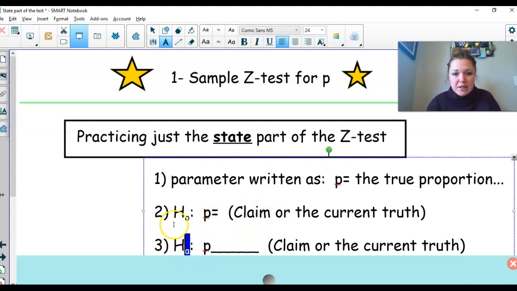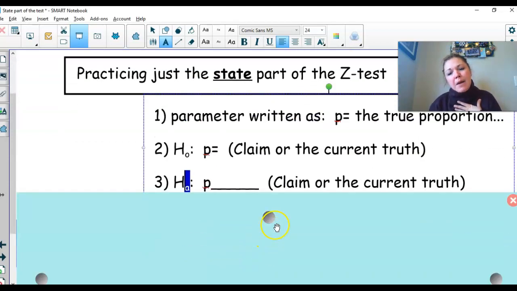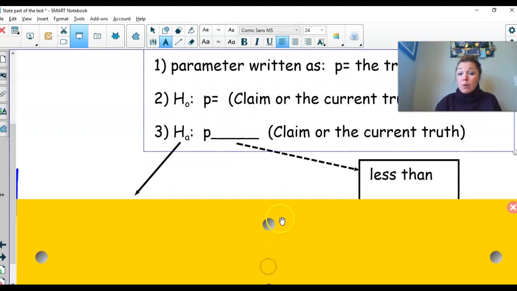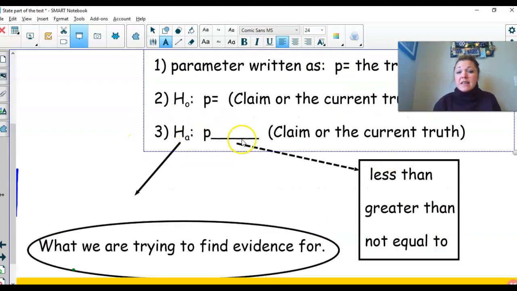He's asking me to find evidence if maybe it's more than 20%. So that's why there's a blank here, because what's going to happen is we're trying to figure out that this truth is wrong. And we maybe think that it's one of three things, okay? It's either going to be less than what the current truth is, greater than that current truth, or not equal to. Again, this HA is what we're trying to find evidence for.